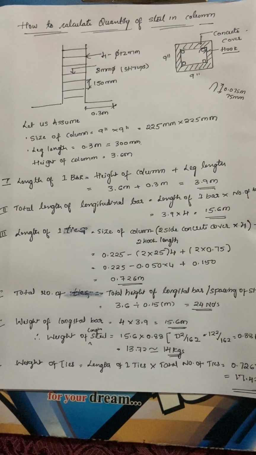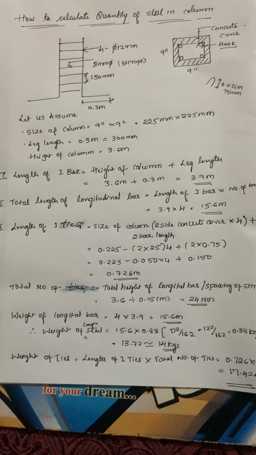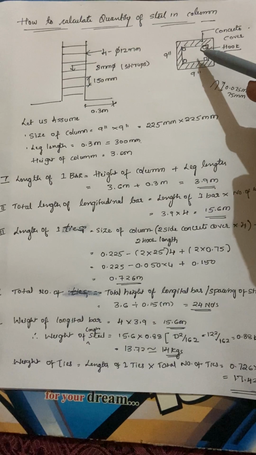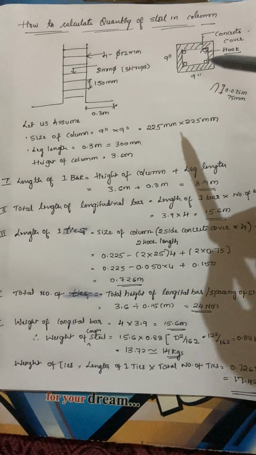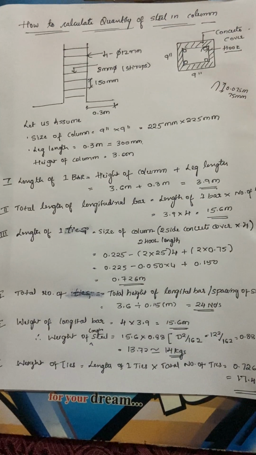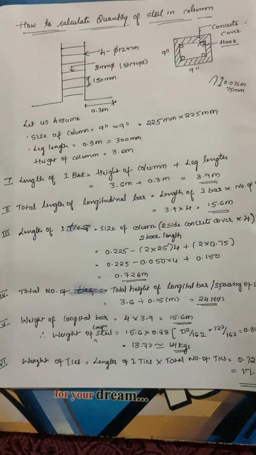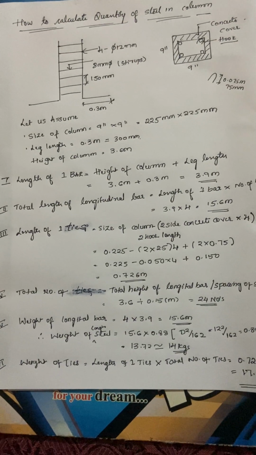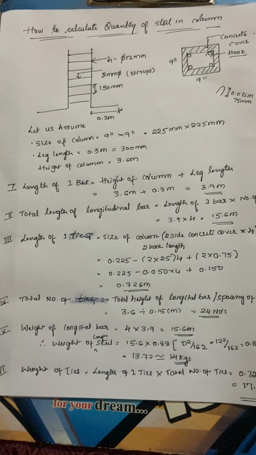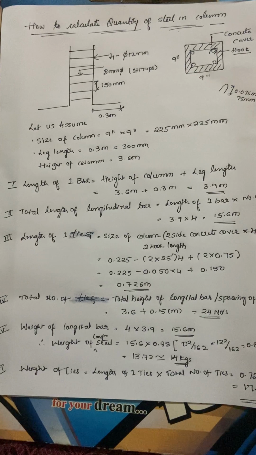So if I want to explain what these ties are, so we all know that ties are nothing but placed at the surface of the column or at the center while placing the columns, and these ties are very important. Okay, so ties are also known as lateral ties or transverse reinforcement. So these play a very important part in a column.